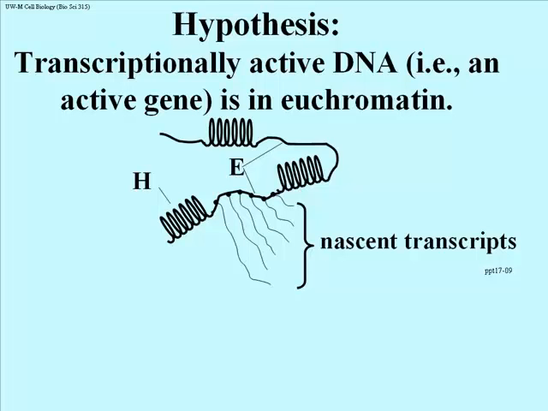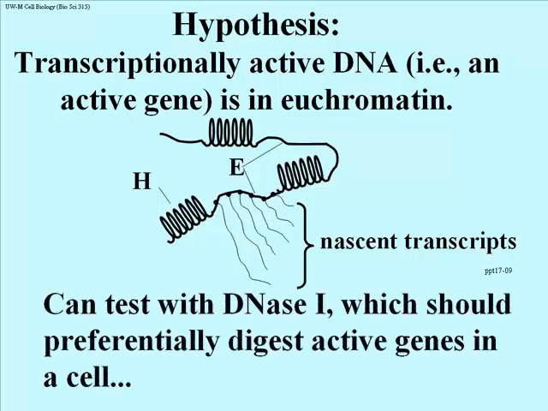So go back and look, and you can actually see the lampbrush chromosomes, which have this feature. But right now, it's just a cartoon to drive home the message that euchromatin might be more active in this hypothesis than heterochromatin, more active in transcription, and so you would expect nascent transcripts, right? Well, we can test with deoxyribonuclease whether euchromatin contains active genes versus heterochromatin containing inactive genes.